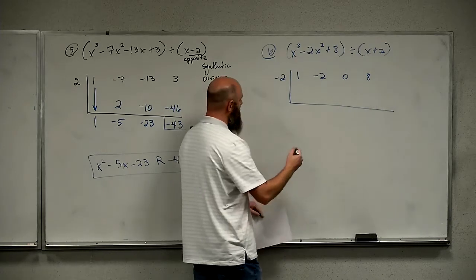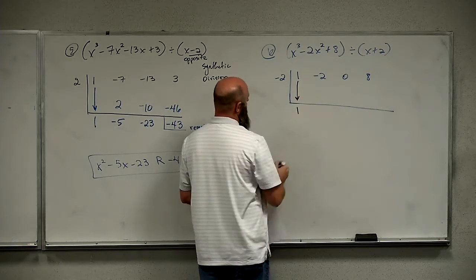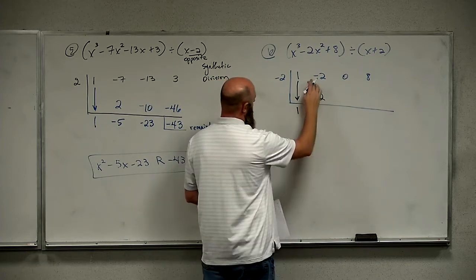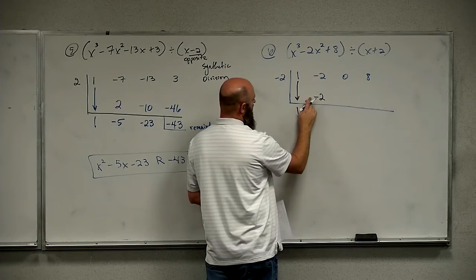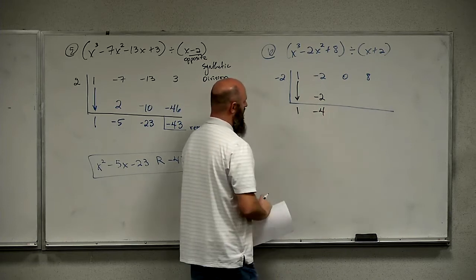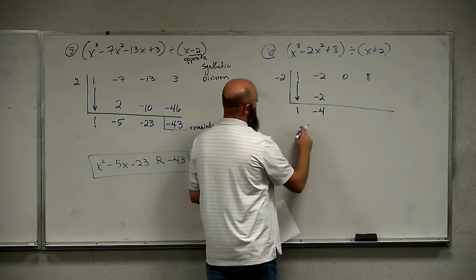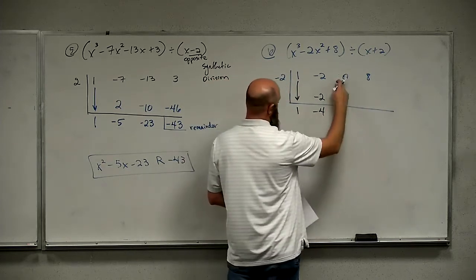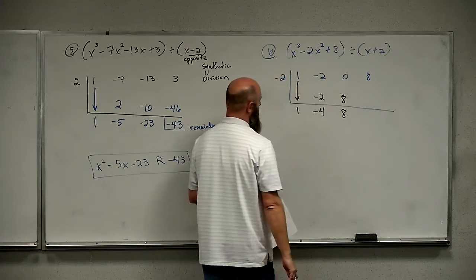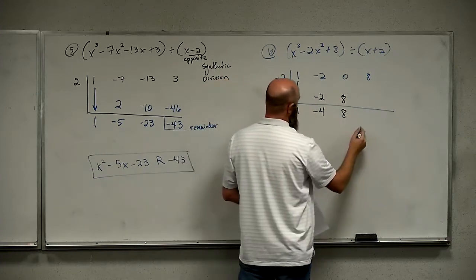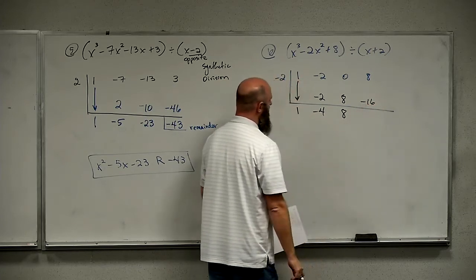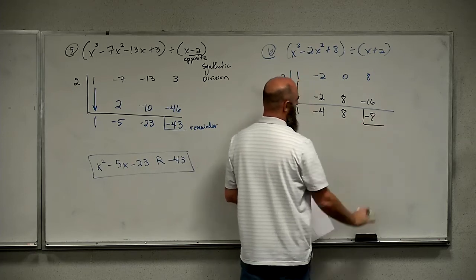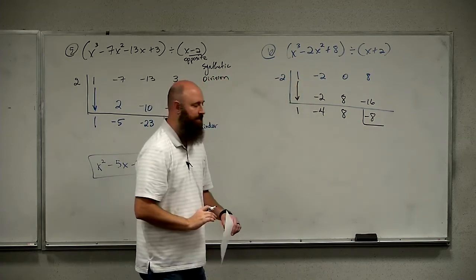Right, so following our process, 1 comes down. Negative 2 times 1 is negative 2. Add those. Negative 2 plus negative 2 is negative 4. Negative 2 times negative 4 is a positive 8. 0 plus 8 is 8. Negative 2 times 8 is negative 16. 8 plus a negative 16 is a negative 8. So that last one is our remainder.